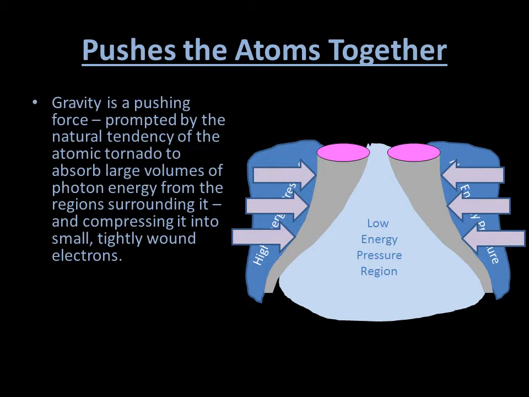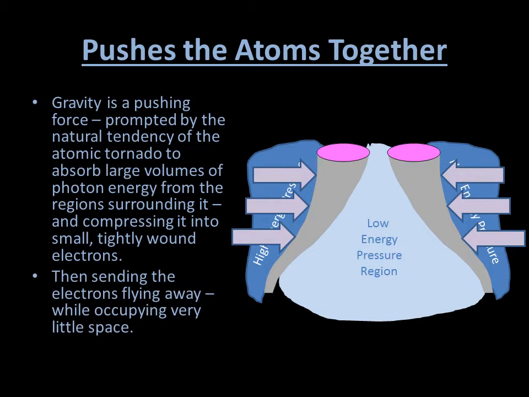Gravity is a pushing force, prompted by the natural tendency of the atomic tornadoes to absorb large volumes of photon energy from the region surrounding it and compressing it into small, tightly wound electrons, then sending the electrons flying away while occupying very little space.